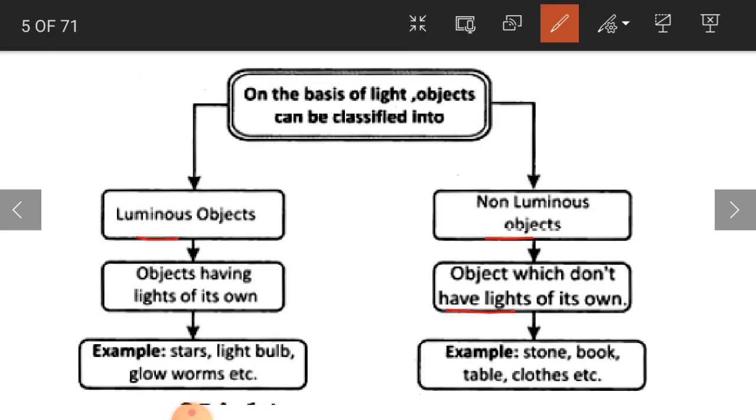Objects which don't have light of their own are called non-luminous objects. For example, stars, light bulb, glow worms all come under luminous objects. And stone, book, table, clothes, etc. come under non-luminous objects. You can also call them opaque objects. We have learned transparent, translucent and opaque objects. Clear children? So on the basis of light, they are divided into two: luminous and non-luminous objects.